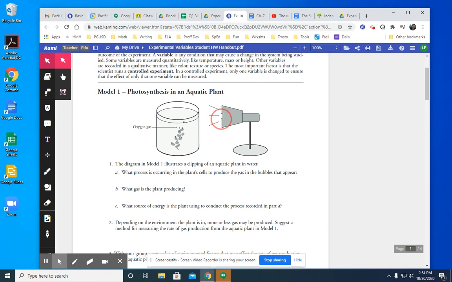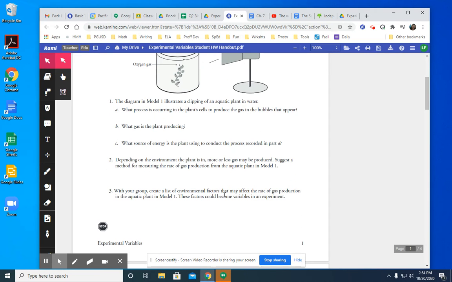The type of light can be changed. The amount of light can be changed. So what else can be changed? What could be a variable?